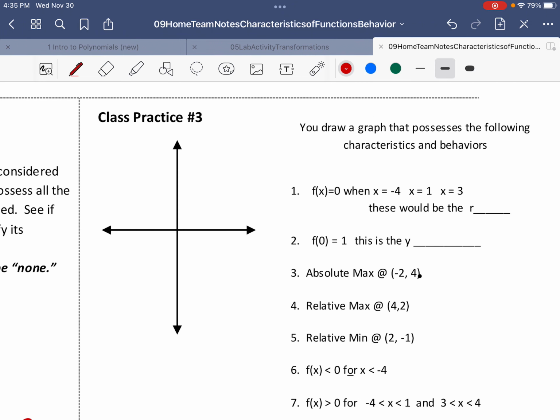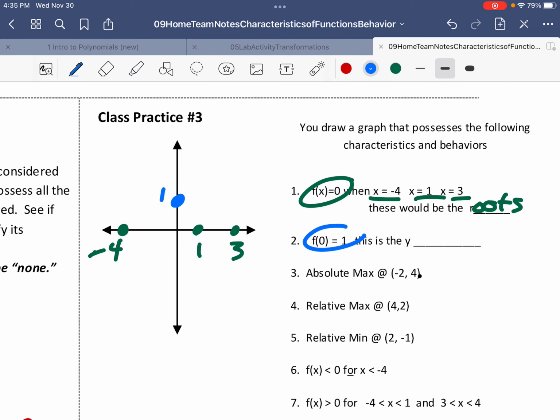And finally, we have the opportunity to try to draw a graph. We're going to draw a graph that possesses each of these characteristics. Now, one thing we want to realize here is that if f of x is equal to 0 at negative 4, 1, and 3, those are roots. So those are going to be x-intercepts on the graph. I can actually plot them right now. How about f of 0 equals 1? That's just a fancy way to talk about the y-intercept. The y-intercept is always when x is equal to 0.